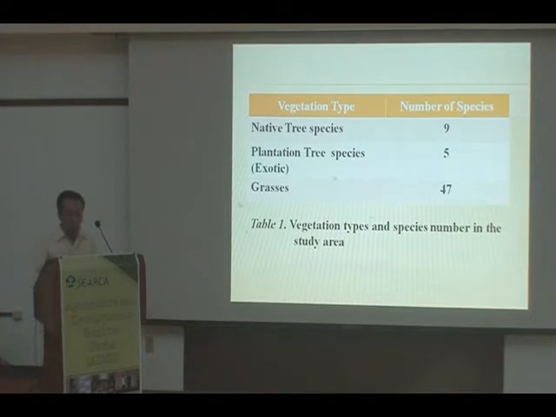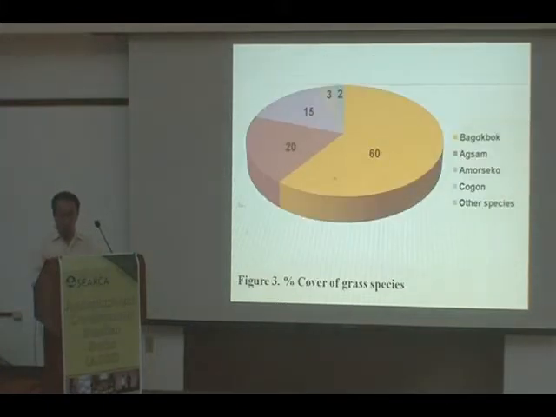to determine the amount or the number of species. Okay, now as a result of the vegetation assessment, I found out that within the area where I established my research, there are 9 native tree species. Then for plantation tree species, there are 5. Usually the plantation species comprise mangium, mahogany, then sometimes gmelina, and Acacia auriculiformis. Then for grasses, there are about 47 species that I found, but the most dominant species is magumbok or Themeda, which more or less accounts for 60% of the total vegetation within the area. Then it is followed by Aksam, then Amorseko, Pugut, and other species.